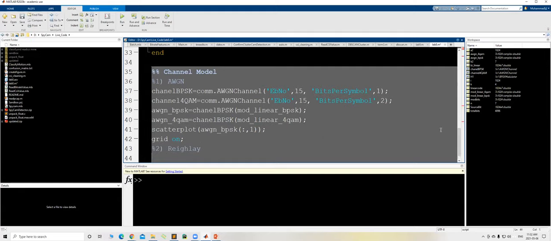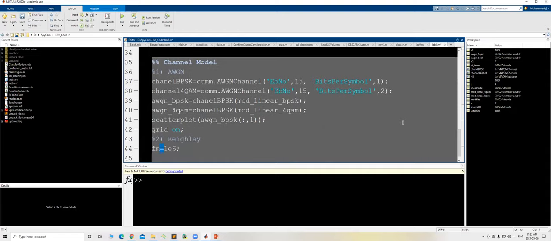For the relay, let's say I'm transmitting at a frequency of 1 megahertz. So if my transmitting frequency is 1 megahertz, then according to the Nyquist criterion, the sampling should be at least higher than twice the frequency. So let's say it is up to 5 times of the FM.